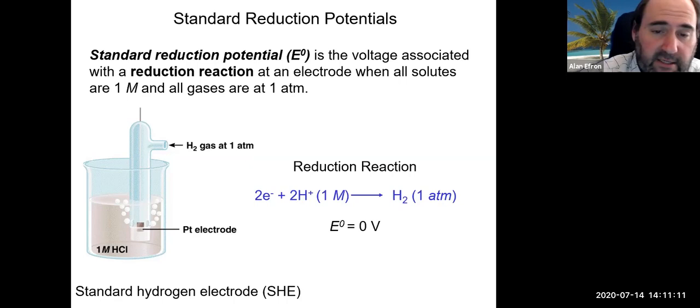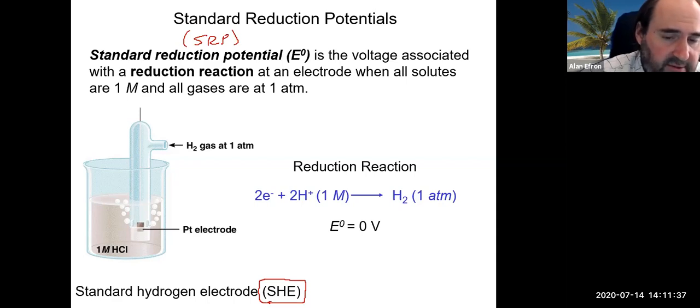And our standard reduction potential, SRP for abbreviation, is the voltage that's associated with a reduction reaction. So there is a table of these things. We'll see it shortly, and you may have to reference that table to solve some problems, but they are all written as reduction reactions. And this hydrogen electrode has a special name. It's sometimes referred to as SHE, for the standard hydrogen electrode.